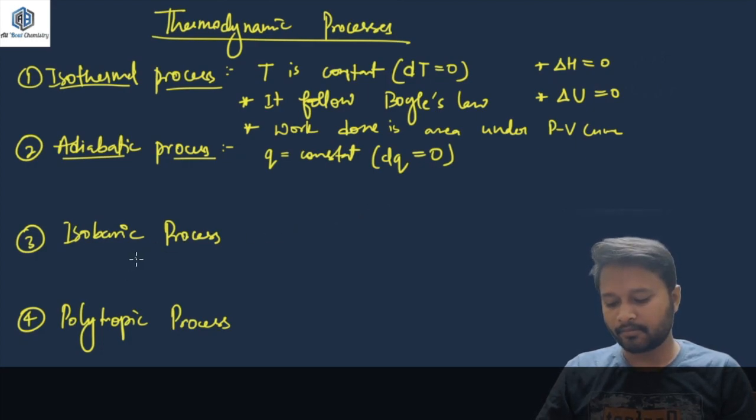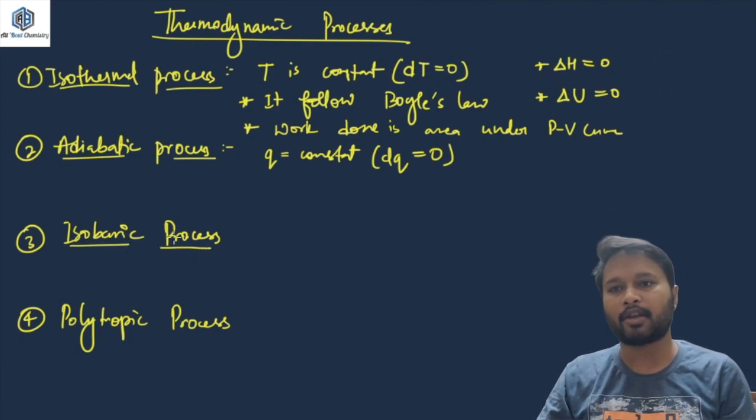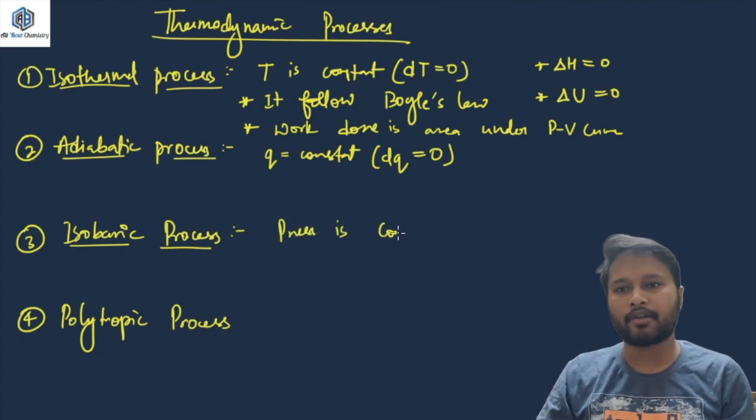Next comes your isobaric process. As the name suggests, iso means same, and bar is a unit of pressure, so that is how you can remember. Here the pressure is constant, so your dp will be equal to 0 in this particular case. Then comes your polytropic process.